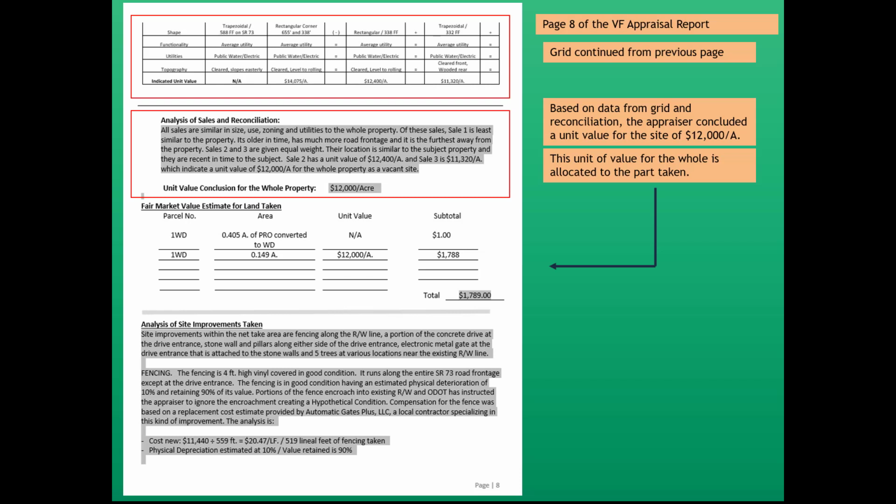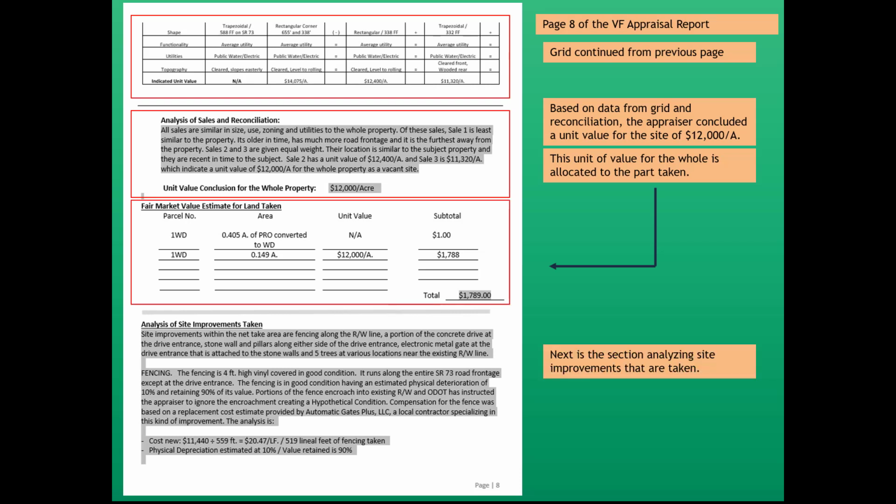The secondary taking is a net take area containing 0.149 acre. We're going to value that at $12,000 an acre, which is the value of the whole as a vacant site, ignoring project influence. And so the $12,000 an acre is multiplied by 0.149 acres, which indicates a value of $1,788. And the total then for land taken is $1,789.